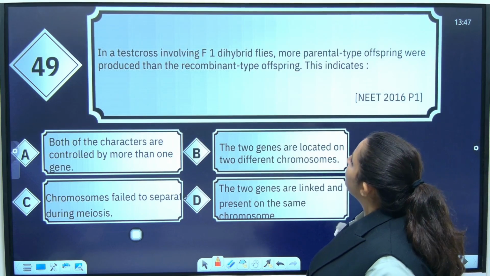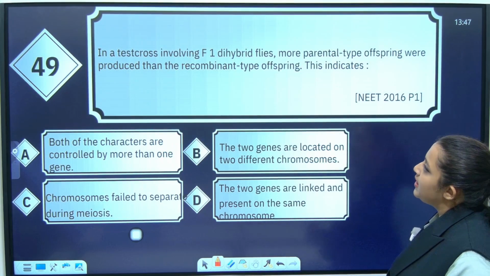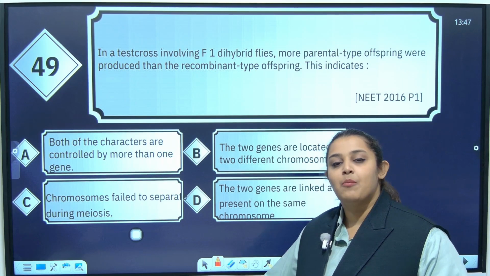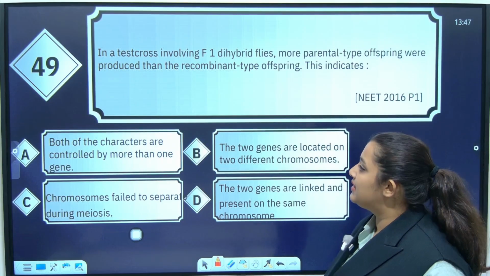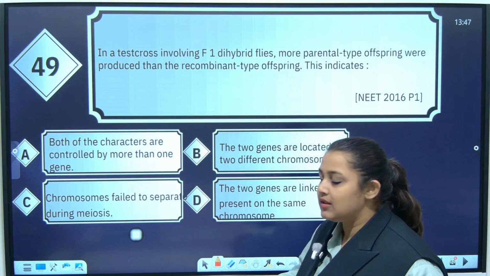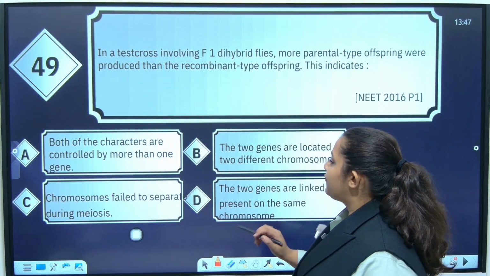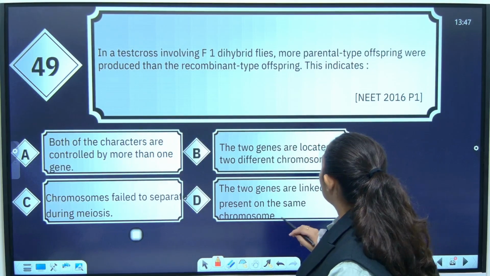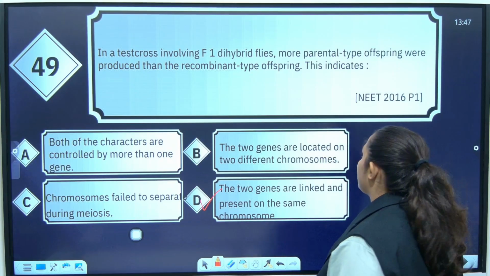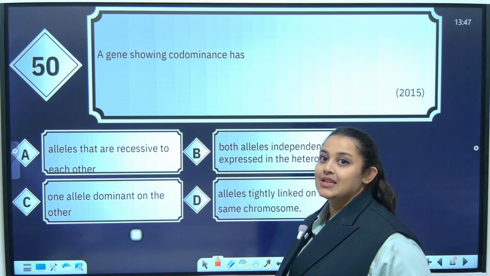In a test cross involving F1 hybrid flies, more parental type offspring were produced than the recombinant type. This indicates, you know this, okay, when there are more parental types, then what would be the reason? Both of the characters are controlled by more than one gene. That's not the reason. The two genes are located on two different chromosomes. The chromosomes failed to separate during meiosis. The two genes are linked and present on the same chromosome. Option is D.